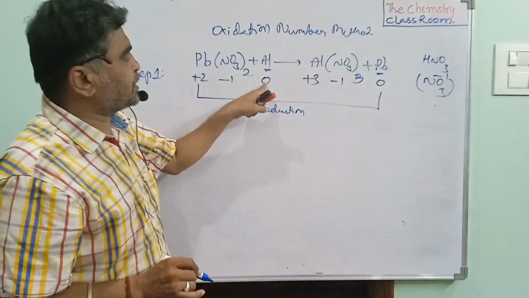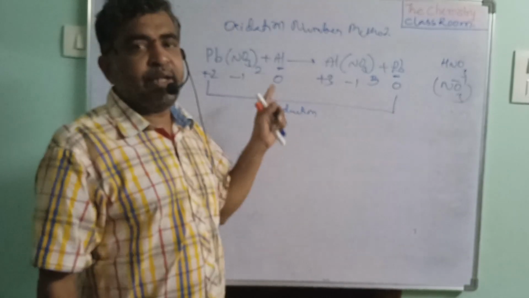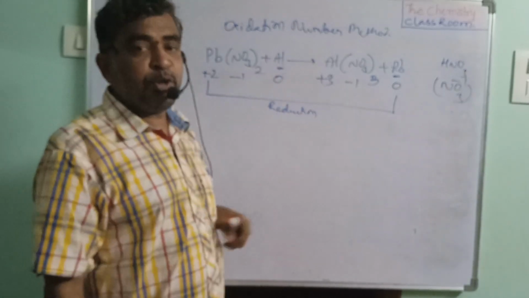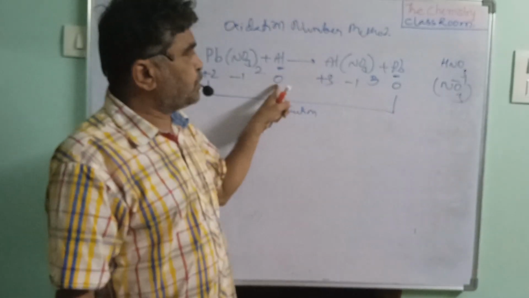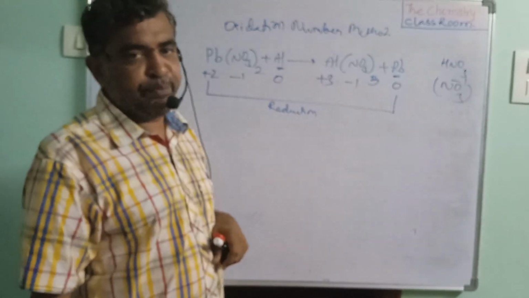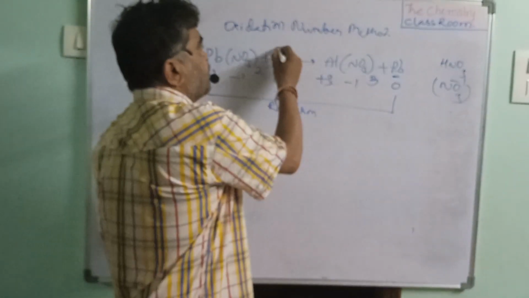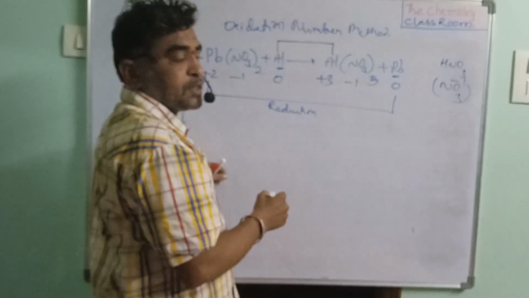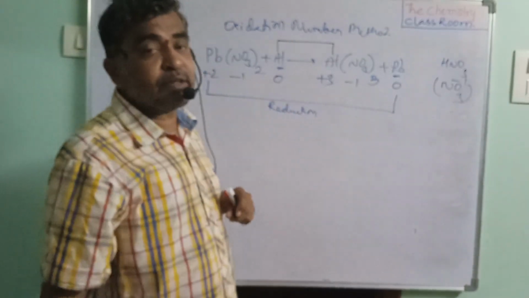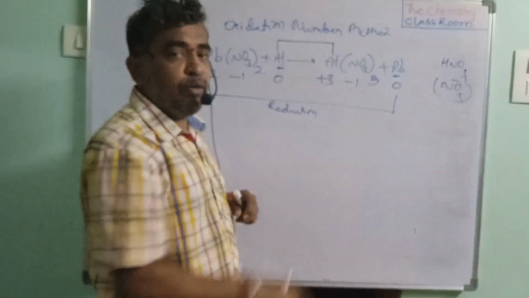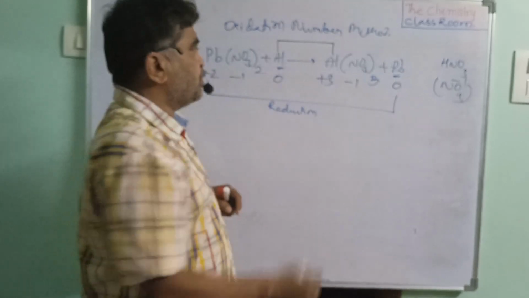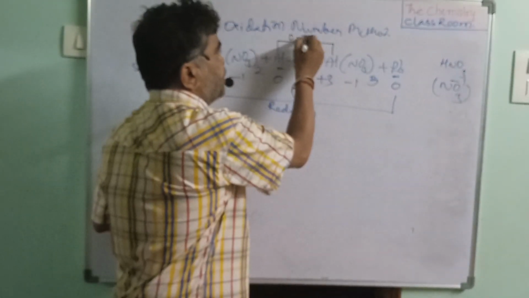So in the reaction, the aluminum before is 0. After it is converted into +3. That means oxidation. Why? Because it is increasing in oxidation state. Before it is 0, after it is +3. So this reaction is oxidation.